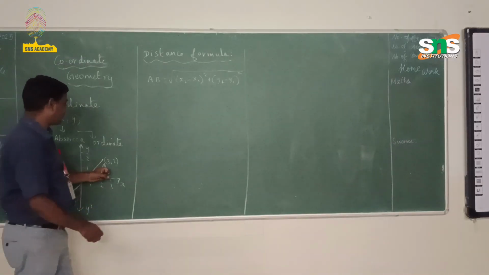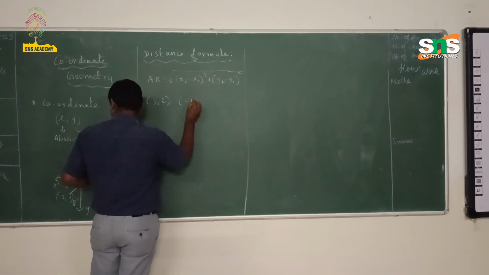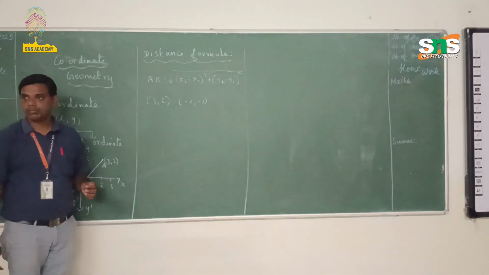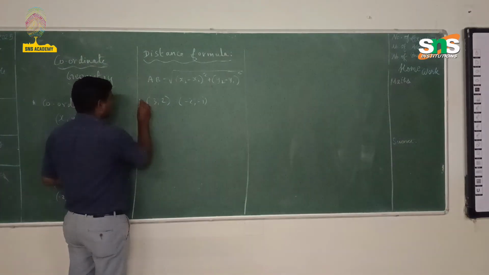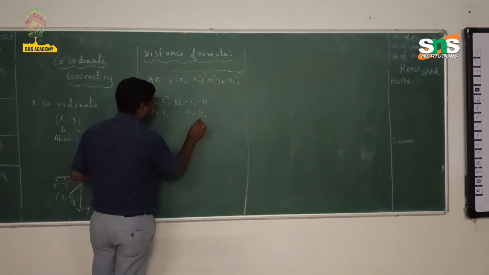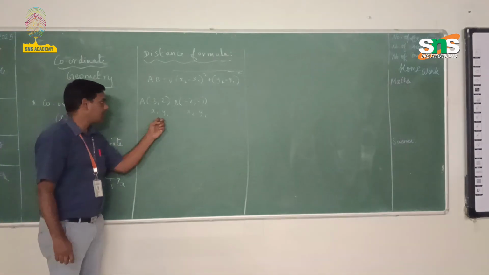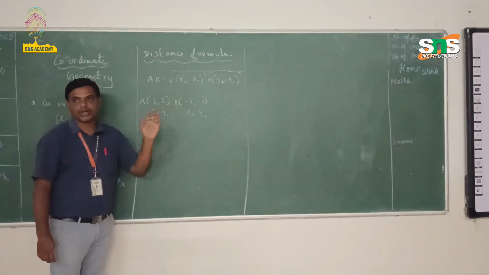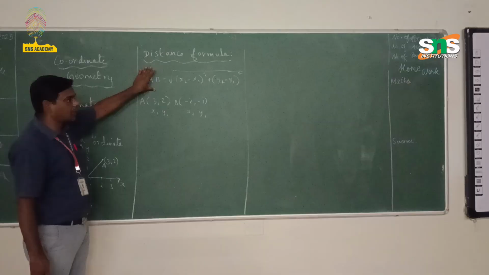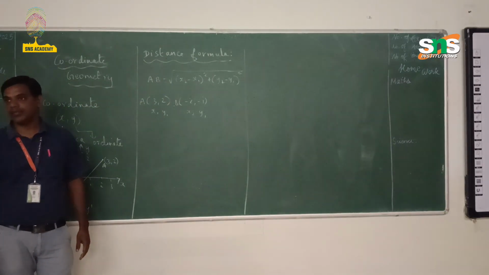So here you can see that we are having coordinates 3, 2 and minus 2, minus 1. Here we can say this is A and this is B. Please mark the values x1, y1, x2, y2. Always the first value is x, the second value is y. So what we have to do is substitute in the formula and then we can find the distance.